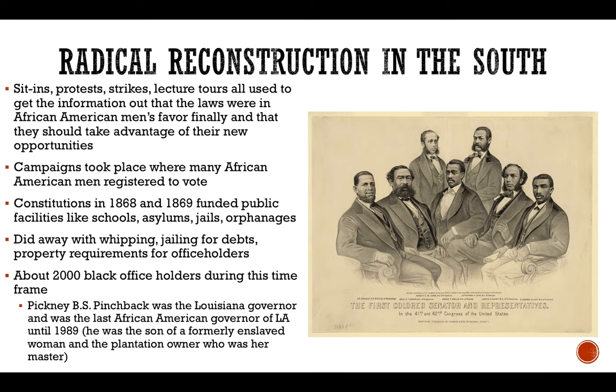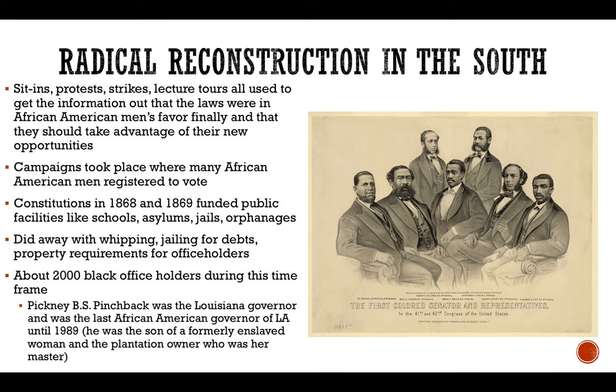In 1868 and 1869, there were funded public facilities like schools, asylums, jails, and orphanages. So having the funding to run these things meant that there was this bringing African Americans into the major social group within the United States by providing these particular facilities.